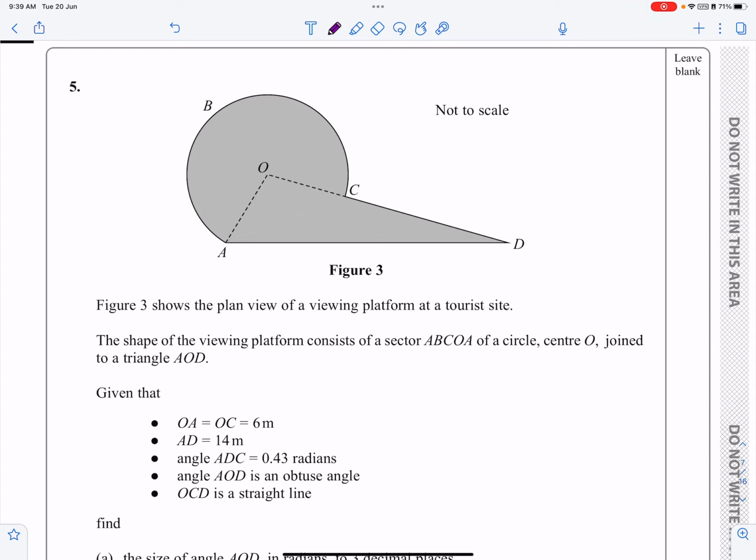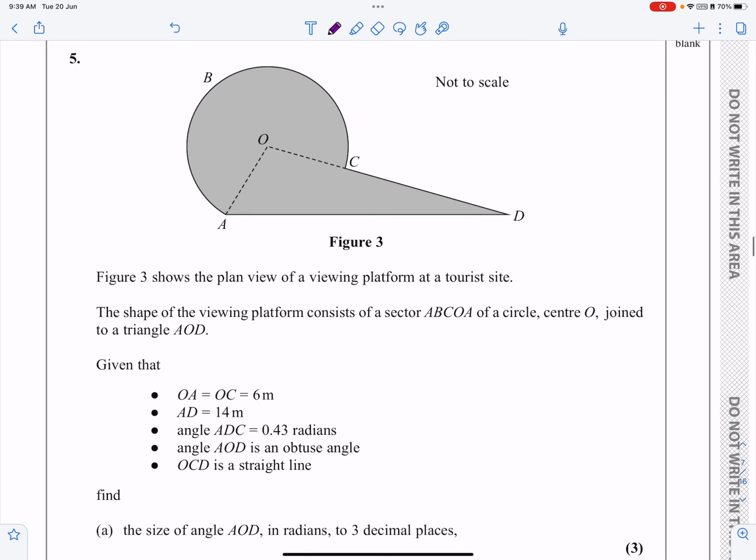Okay, this is the P1 paper from January 2021. Question number 5. As you can see, it's a radians question, arc lengths and areas of sectors. Combined with those questions, quite often we have a triangle involved, so we can have cosine rule or sine rule. That's the case with this question as well. So let's have a look at the question then.